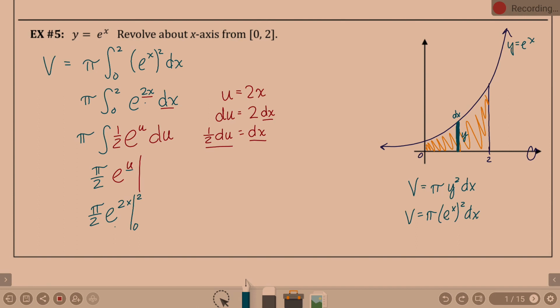Okay, what do we got? Pi over 2 times e to the 4 minus e to the 0. Does e to the 0 matter? It's 1. E to the 0 is 1. So does that 0 matter this time? Yes. Most of the time, no, it doesn't matter. Does it matter on occasion? Yes, and here's your proof. So pi over 2 times e to the 4th minus 1 is probably how I'd leave the answer unless I'm told to use a calculator.